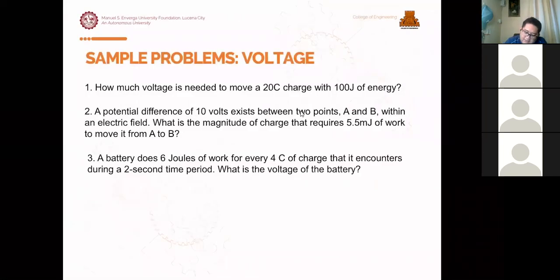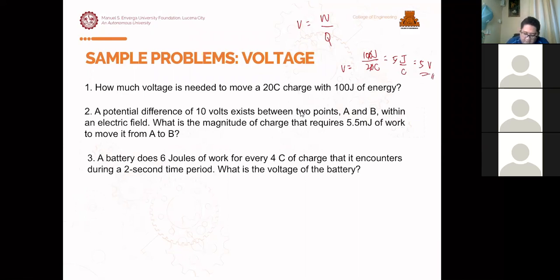So, that also applies sa sample problem. So, ulitin lang natin, volts is equal to energy over charge. Okay? Number one, how much voltage is needed to move 20 coulomb charge with 100 joules of energy? So, direct substitution. We have 100 joules all over 20 coulombs. So, we have 5 J over C or joules per coulomb or 5 volts. Kahit 5 V na lang. Okay?